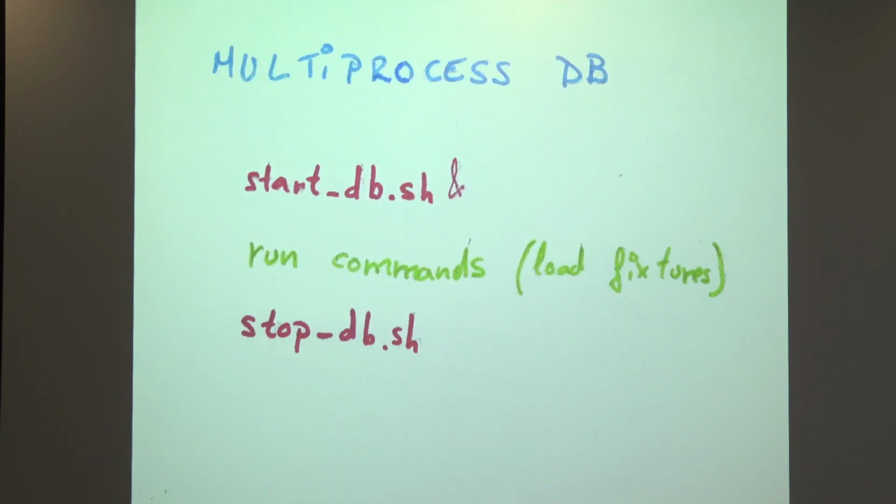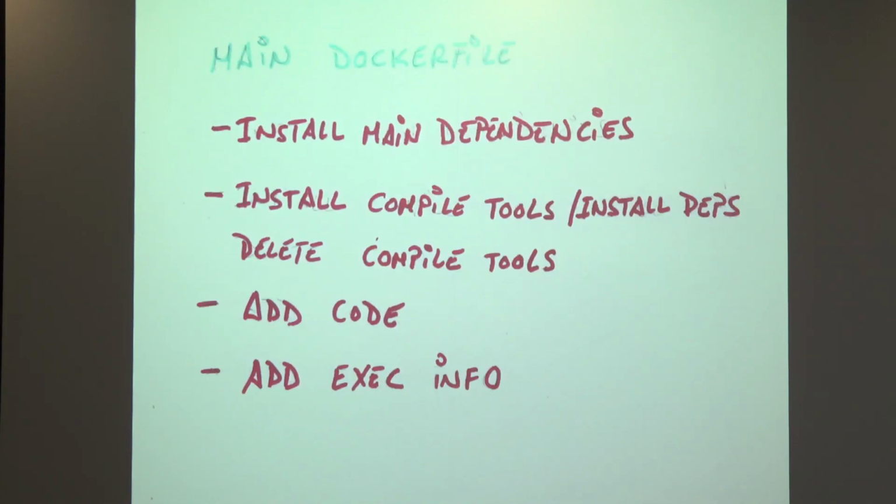To be able to do that, because Postgres is not really very amenable to these things, you need to, in the same process, start the database as an independent process, run the commands, which is load the fixtures, and then stop the database. The main Dockerfile, which is the main one of the project, you need to install the main dependencies. The process that we said: compile tools, install dependencies, remove the compile tools, you add the code, and then you add the runtime info, which is basically what is the entry point and which ports are exposed, port 80.